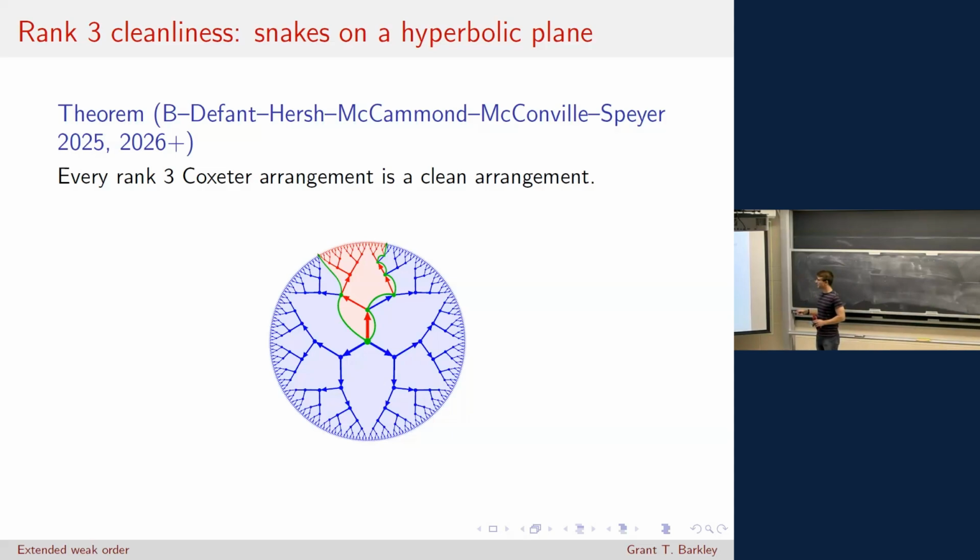And so what we end up doing is encoding the biclosed set with the two colors red and blue here, and writing down a little snake that separates the red from the blue. By looking at the two endpoints of the snake, we're able to explicitly construct a hyperplane that separates that biclosed set. So it's a pretty neat graphical argument. And we have a generalization of this argument for every rank 3 Coxeter arrangement. So this is for the universal Coxeter group.